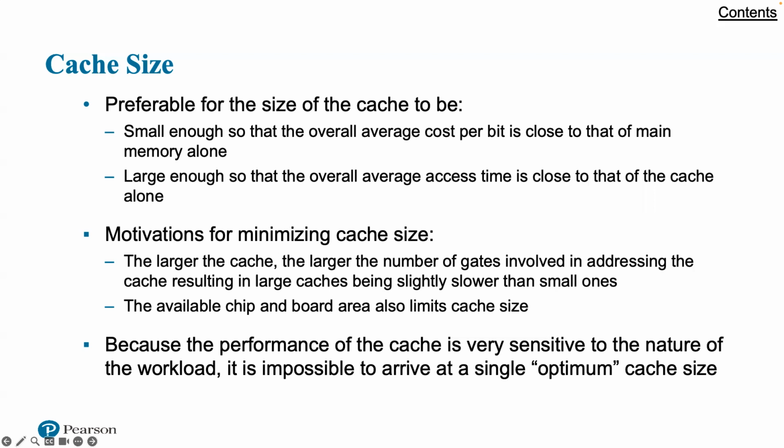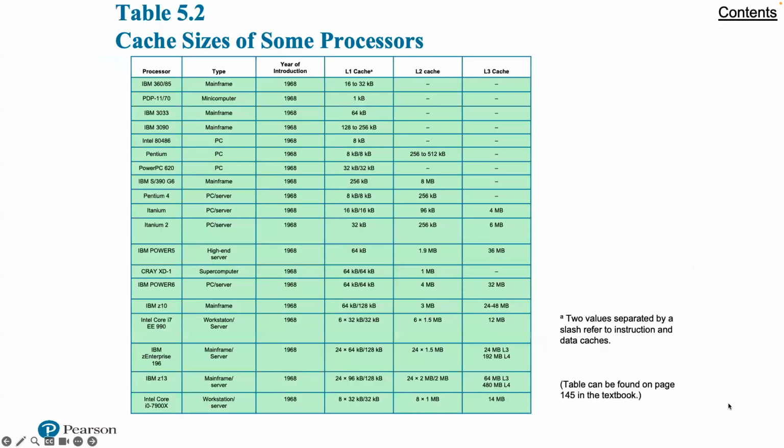The available chip and board area also limits cache size. Also, the performance of the cache is very sensitive to the nature of the workload. It is impossible to arrive at a single, quote, optimal cache size for everything. And so those are things that have to be thought about. How are you going to actually be using the processor?